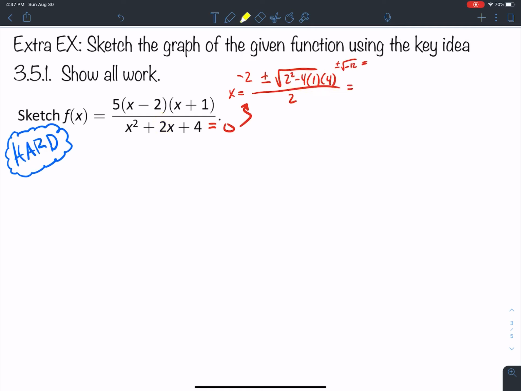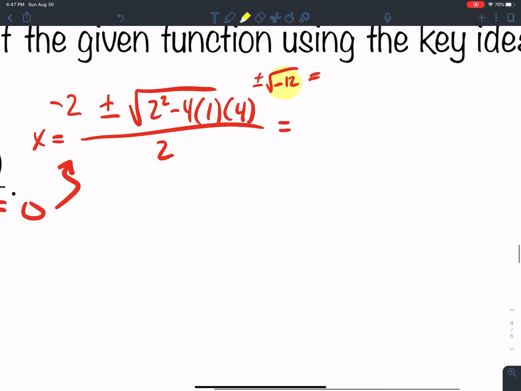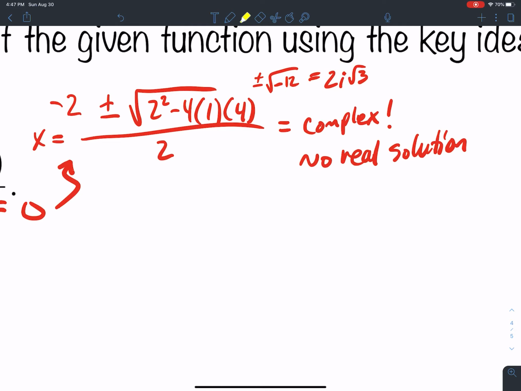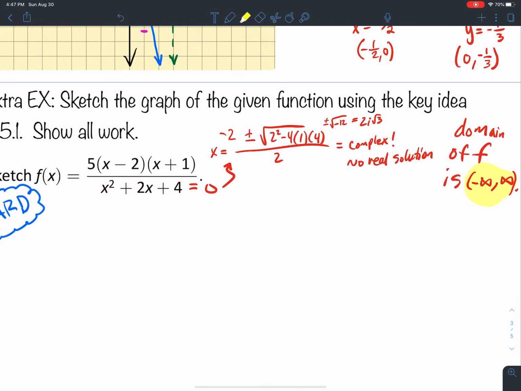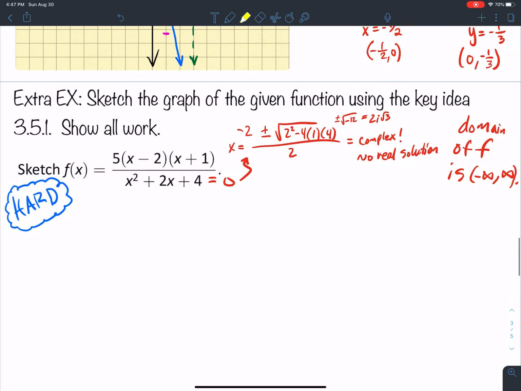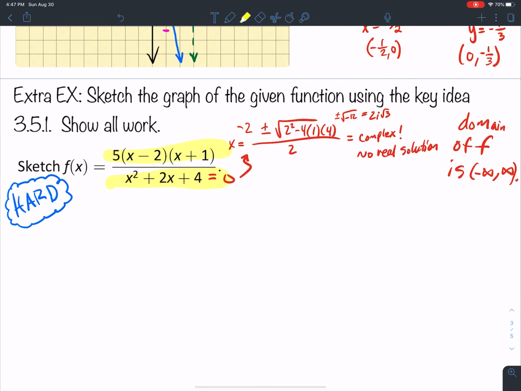Well, if you know anything about square roots of a negative, you know that you can't have a real number here. You get an imaginary number. So this is complex, which tells me that there's no real solution. There's no real number I can plug into the denominator that's going to make this 0. Therefore, all real numbers is my domain for the function. A little bit different seeing a rational that doesn't have a vertical asymptote, but it is definitely possible, and this is an example.